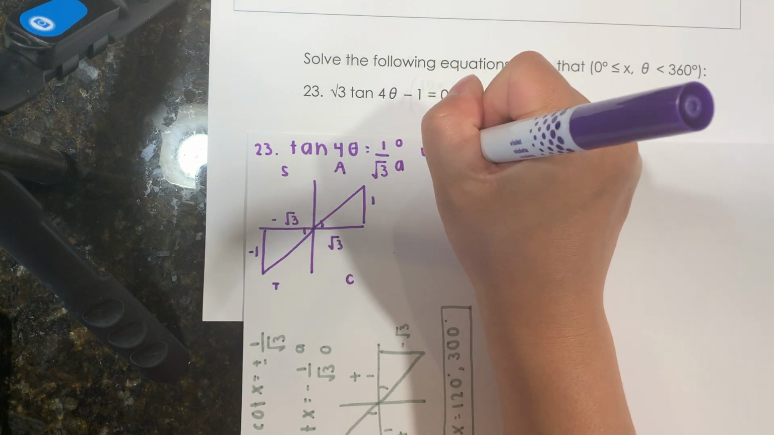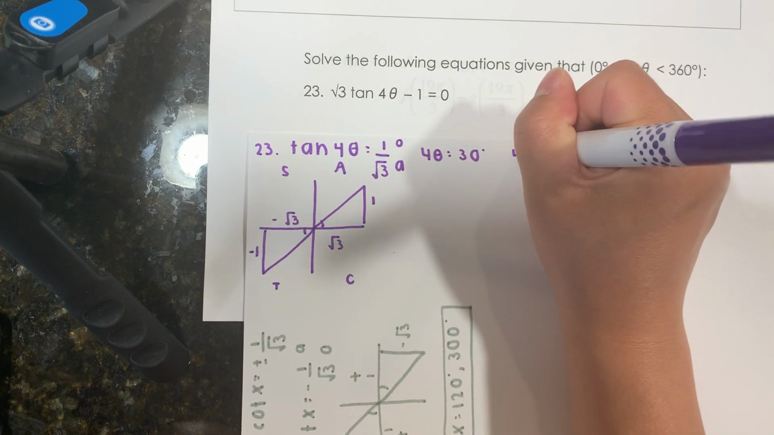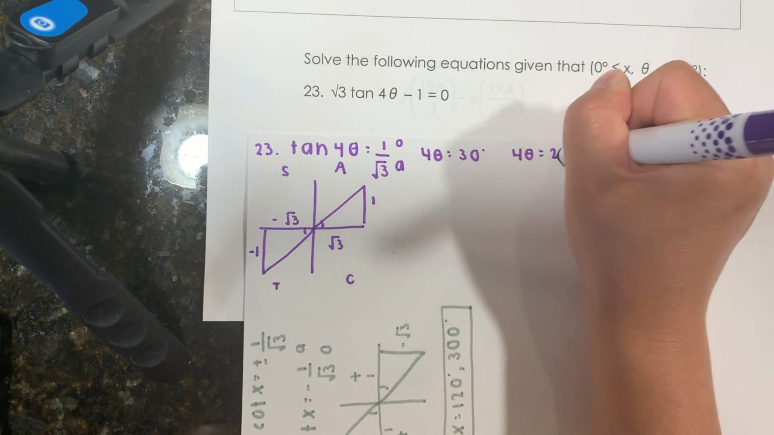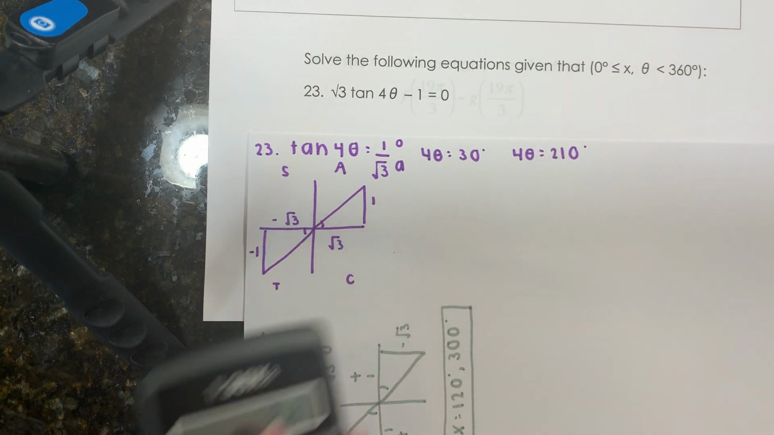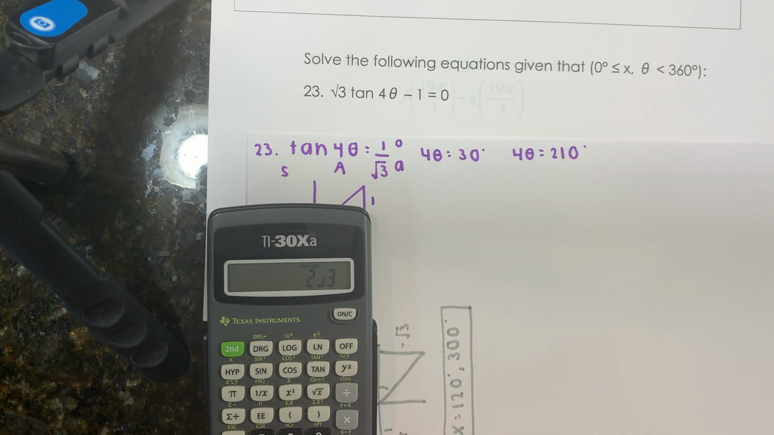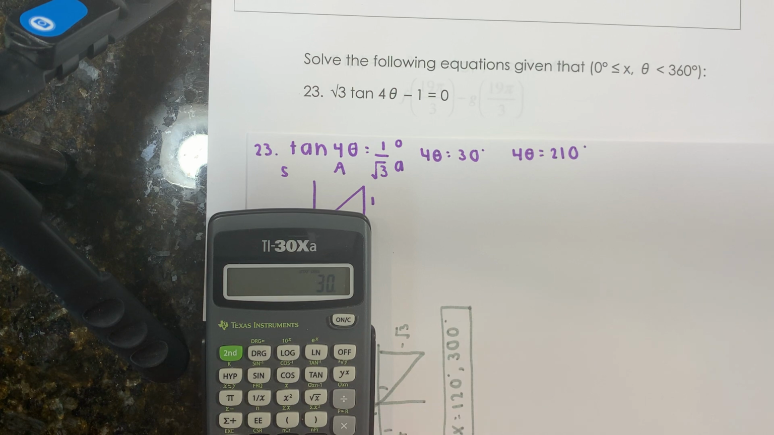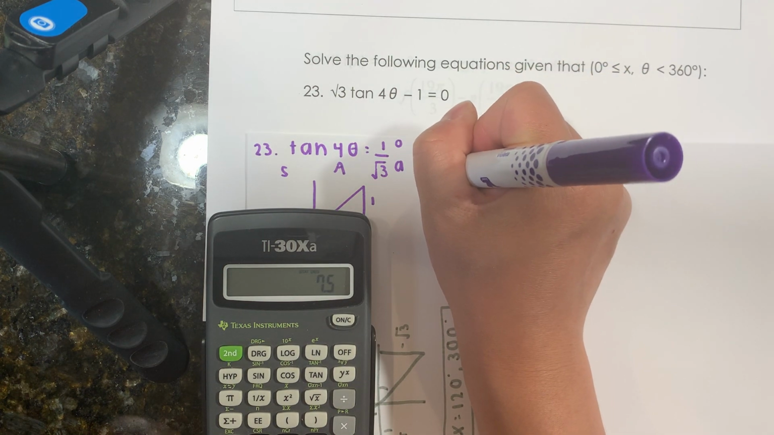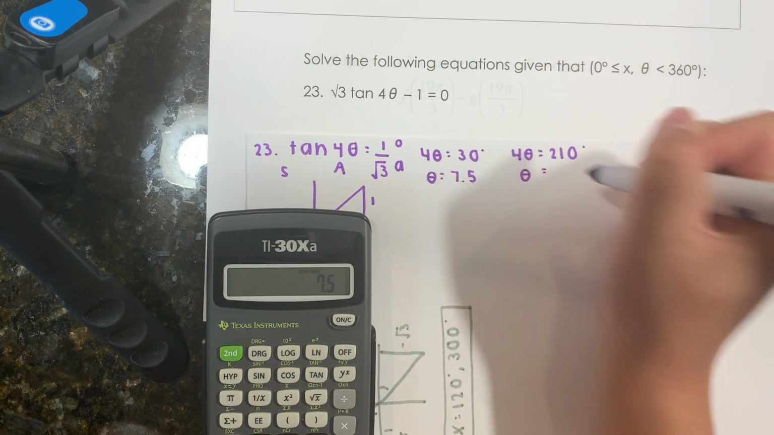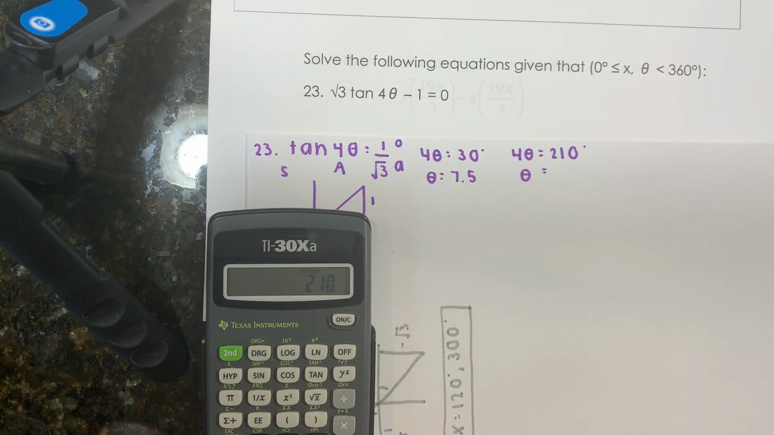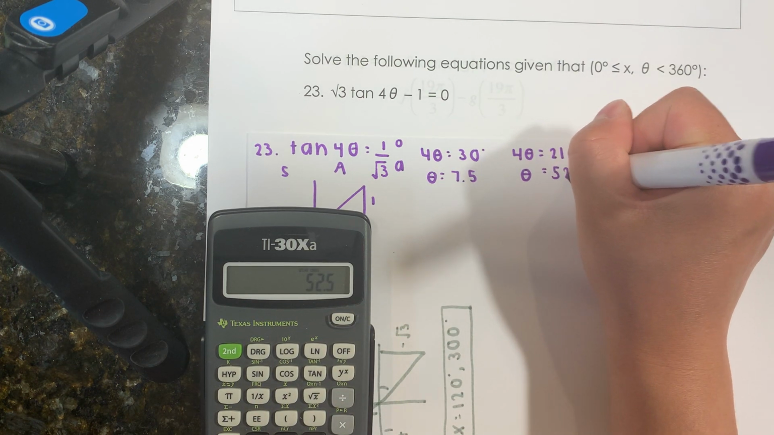So my first answer is going to be 4 theta equals 30 degrees. Second answer is 4 theta equals 210 degrees, because in quadrant 3 I would add it to 180. Now I have to do 30 divided by 4 equals, my first answer is going to be 7.5. Second answer, 210 divided by 4 is 52.5.